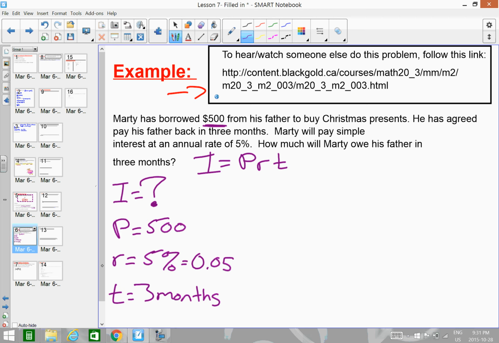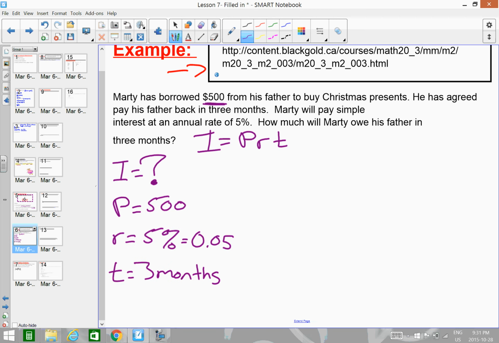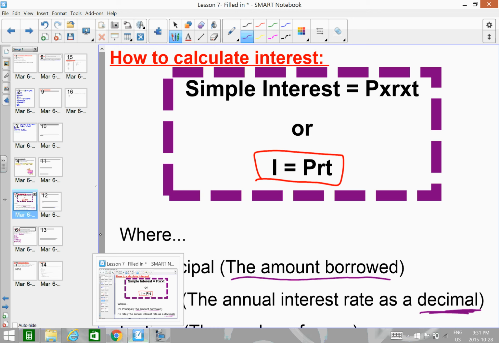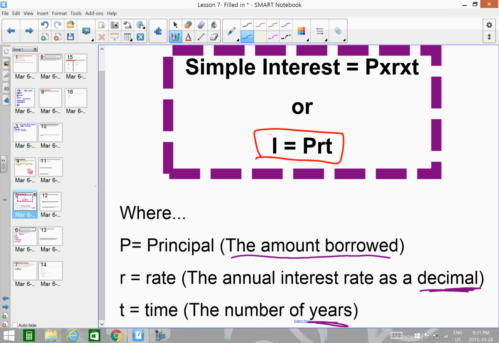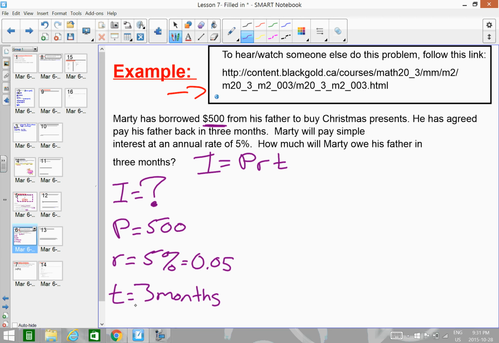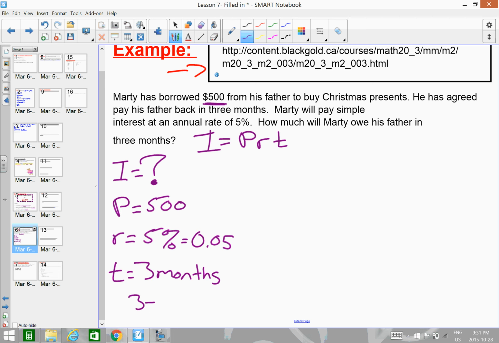But time must be in years. If you look back on the previous slide, this is the number of years, not the number of months. So to change this 3 months into years, we're going to divide that by 12. So 3 divided by 12, and that should give us 0.25 years.